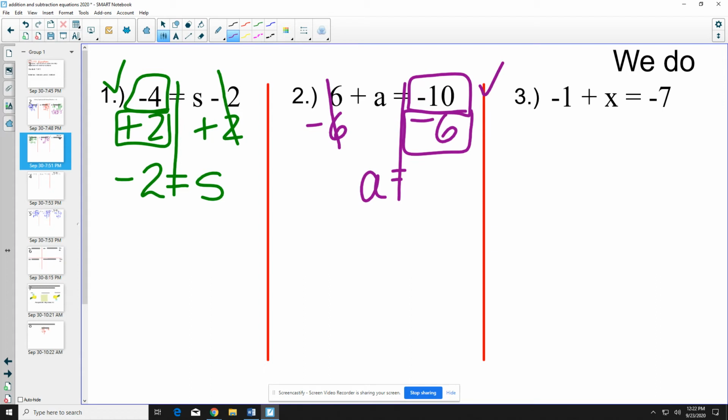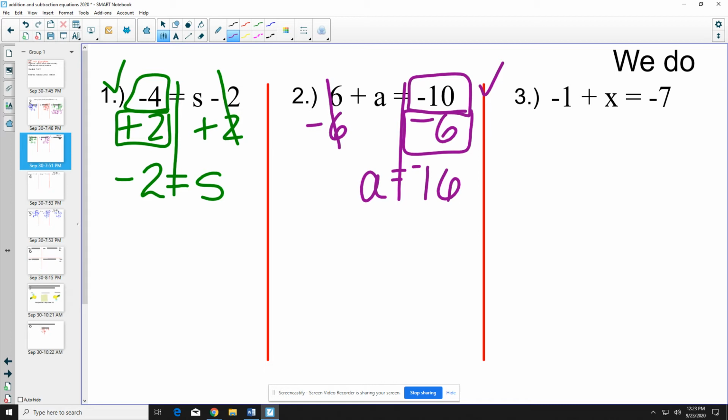Are they the same sign or are they different? They're the same. Do I add or do I subtract? Add. 10 plus 6 is 16. The higher number I checked is -10. It's negative, so my answer is -16.